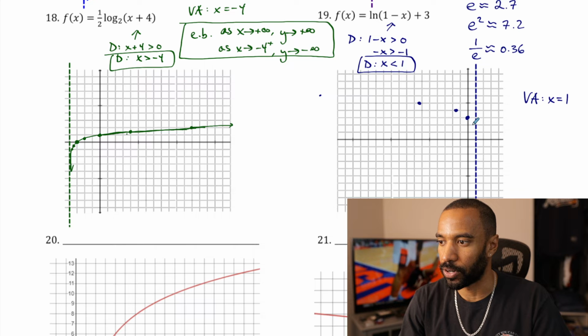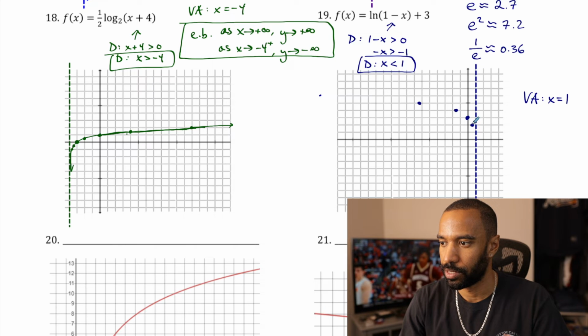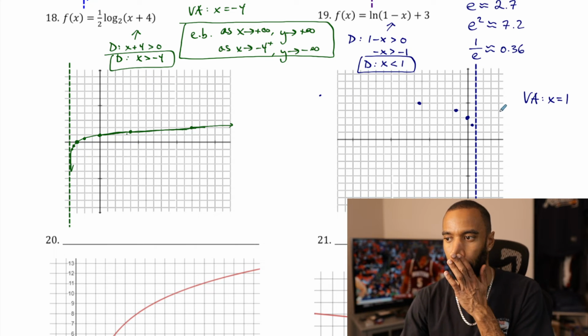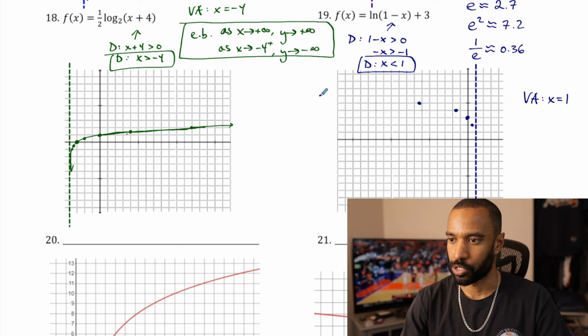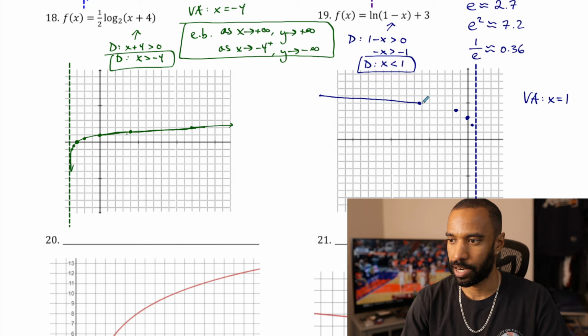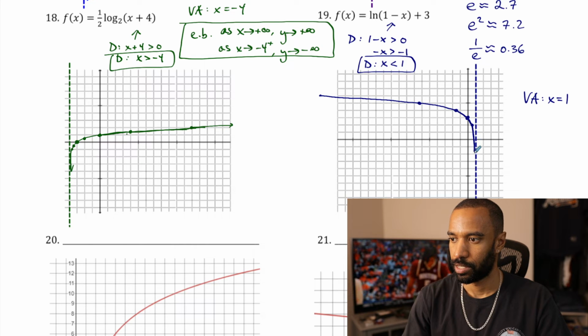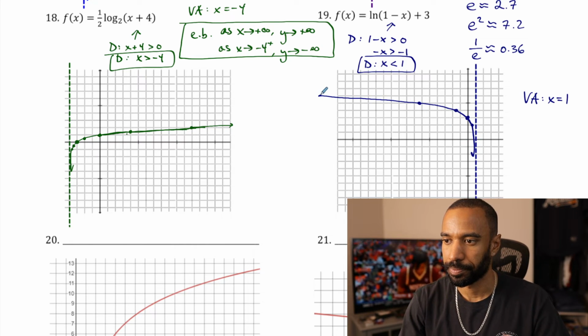Now, 1 over e is close to 1/3. So I'd say ish like that. And, yeah, that's it. You get any closer, you're just literally going to get closer. So I'll leave this as the end there where we're curving out logarithmically. And there you have it.